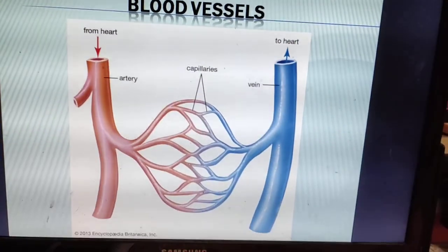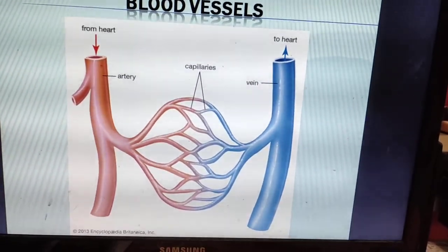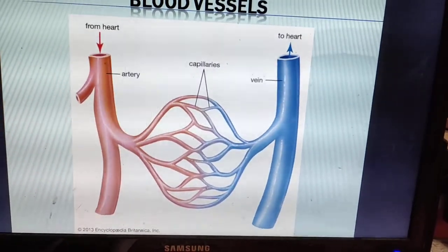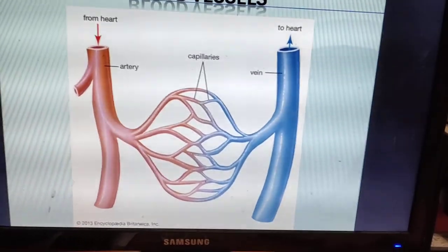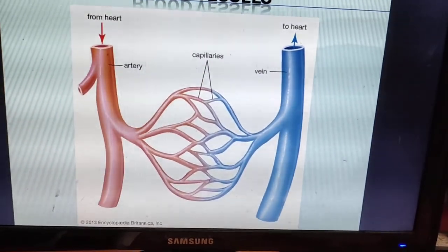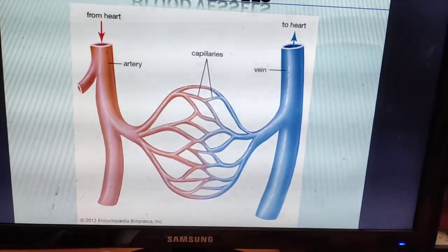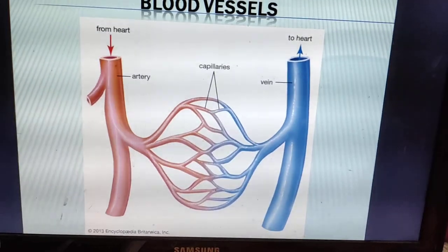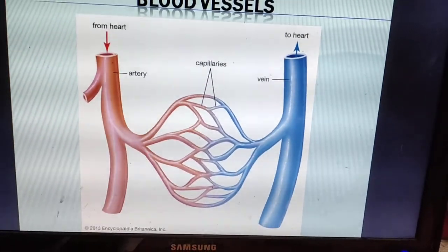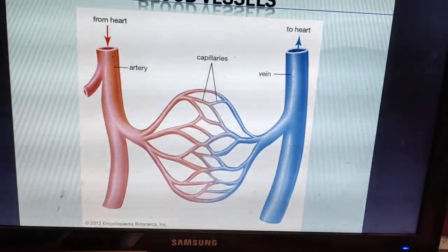Next, you have to practice blood vessels. As you can see, the red portion is artery, blue portion is vein, and in the middle part there is a mesh of network which we call capillaries. So all the 3 things in this blood vessel diagram are important, and you have to show the connection between the artery and vein through the capillaries.